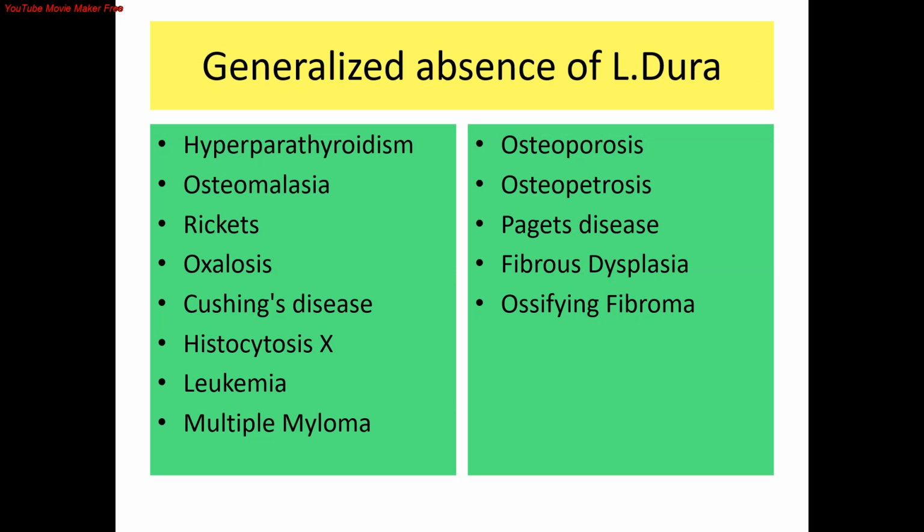Now this is a very important slide for students as normally a question is asked about absence of lamina dura. On your left-hand side, lesions such as hyperparathyroidism, osteomalacia, rickets, oxalosis, Cushing's disease, histiocytosis X, leukemia, and multiple myeloma show generalized absence of lamina dura, whereas on your right-hand side, conditions like osteoporosis, osteopetrosis, Paget disease, fibrous dysplasia, and ossifying fibroma show obliteration of the lamina dura.